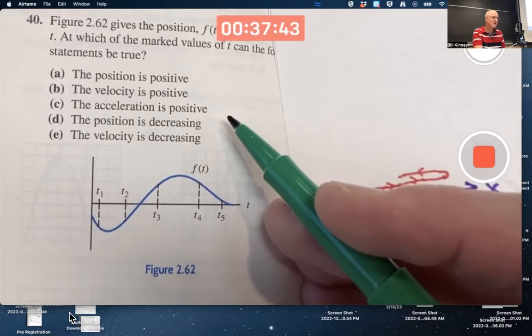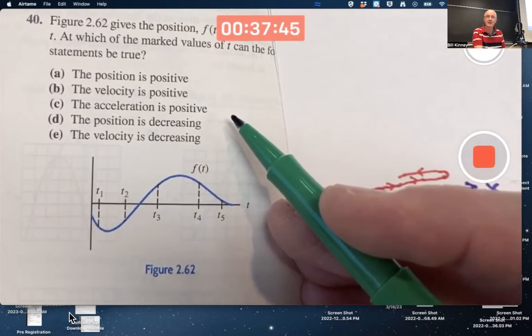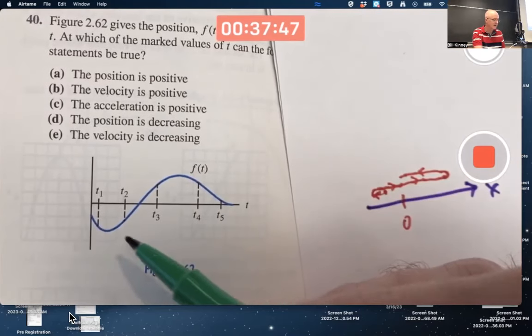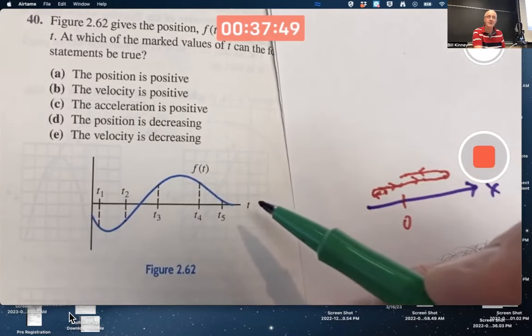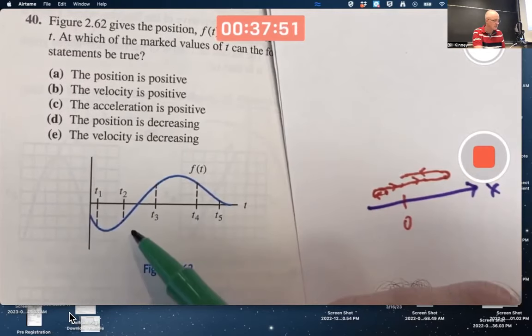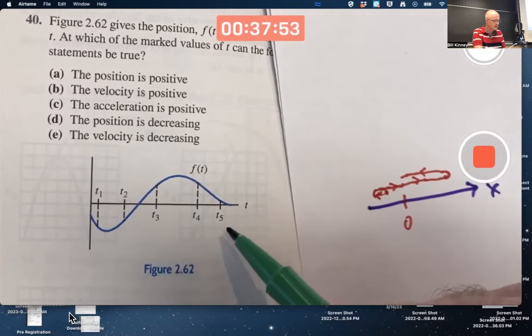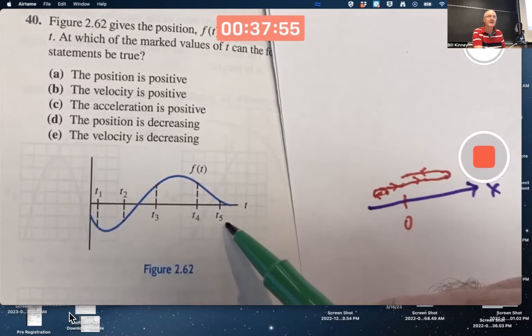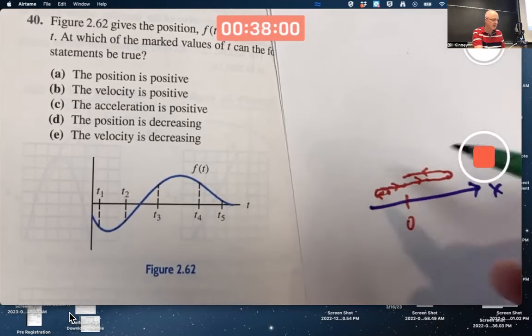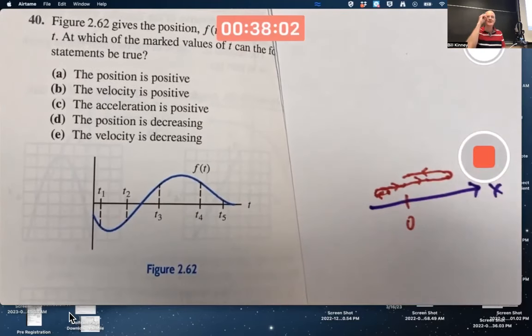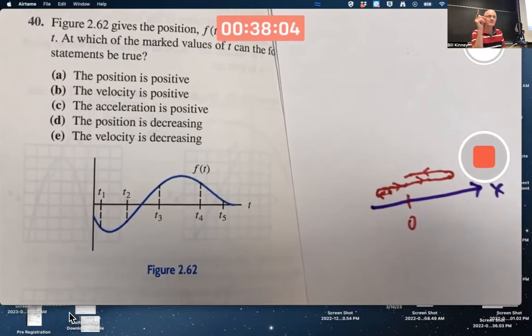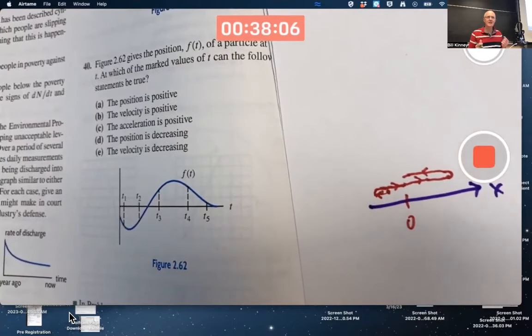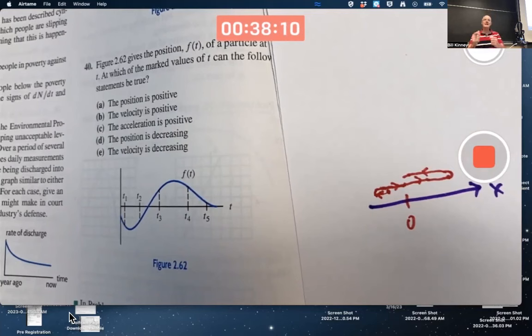Where is the acceleration positive? The acceleration is the second derivative of position. It's going to be positive where this graph is concave up. T1 and T2. And maybe also T5. It's a little hard to tell, but I think it's slightly positive, concave up there. How is that related to the motion? This is the trickiest part. We're used to thinking of acceleration like when we're driving our car and we hit the accelerator, we're speeding up. That's a positive acceleration.